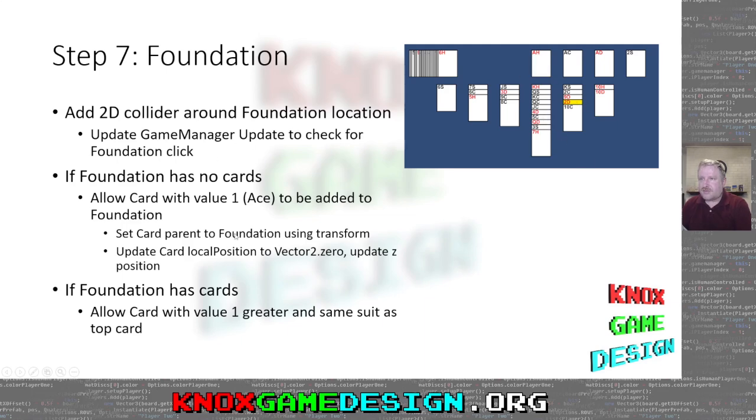Set the parent of that card to the foundation using its transform. Then you need to update the local position of the transform, the card that's being moved into the foundation, to vector 2.0. So wherever the location of the foundation is, that's going to be the new card position. And also you need to update the Z position. As we stack cards in this foundation, we're going to subtract.